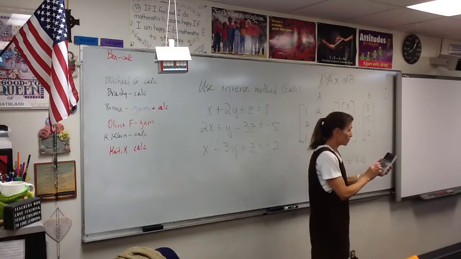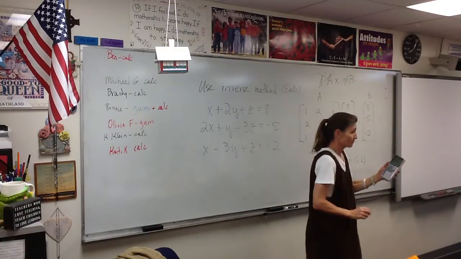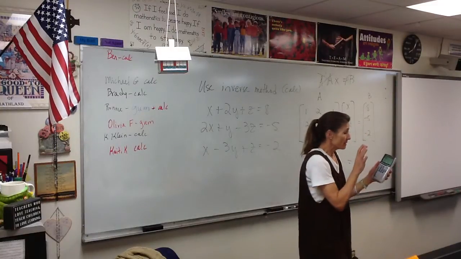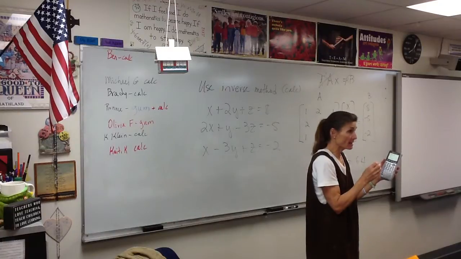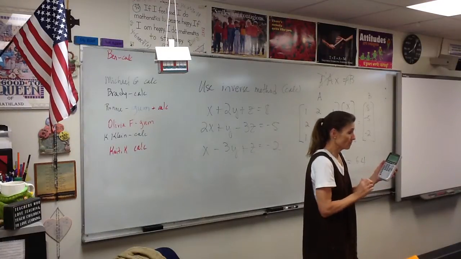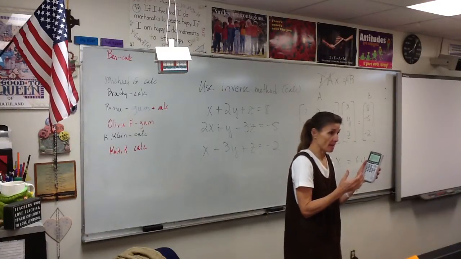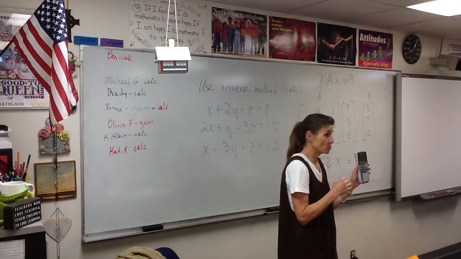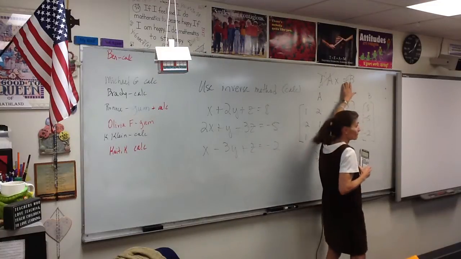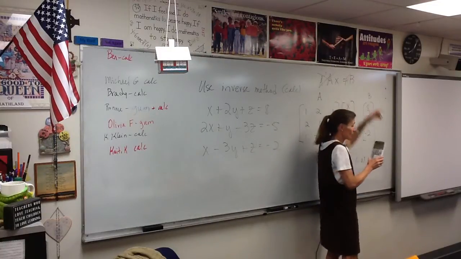Okay? So I'm going to go back into my matrix menu. And as soon as you press that, do you see how names and A are highlighted? Just press enter. Now, what happened when you did that? It put matrix A on your screen. That's what you need. You need this on your screen. Now we need to take the inverse of it.